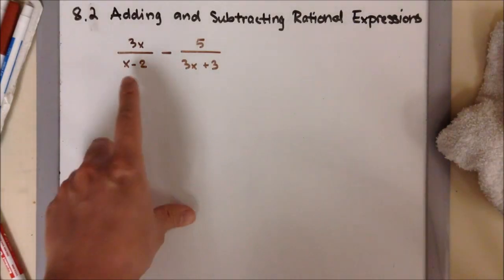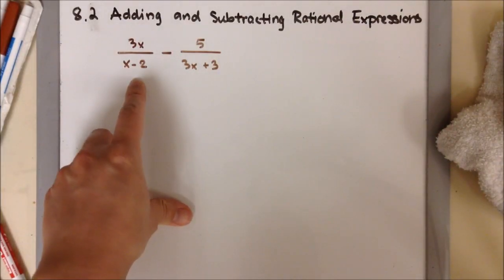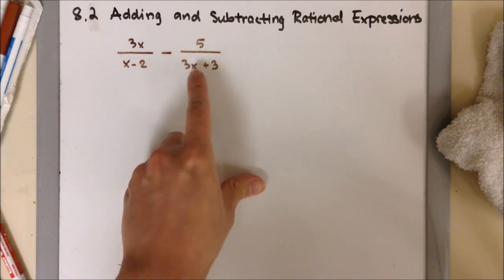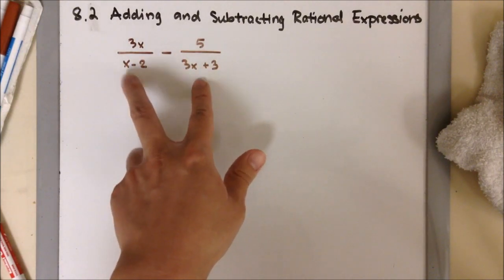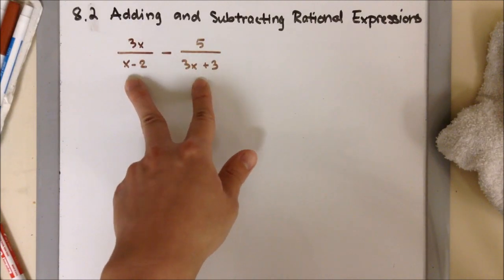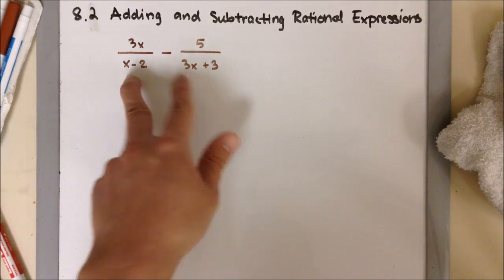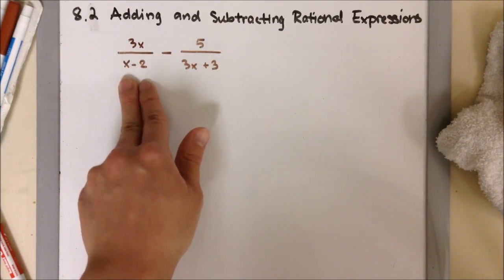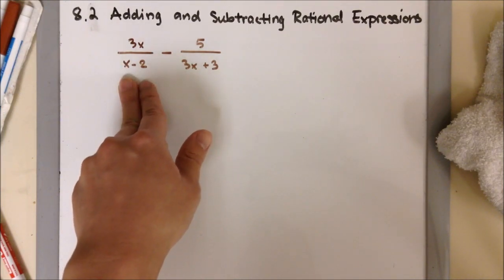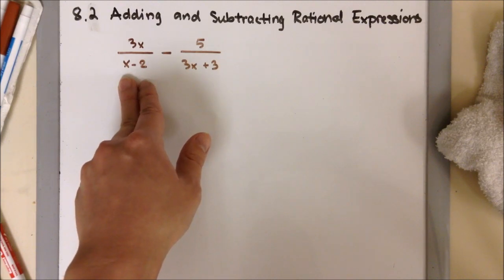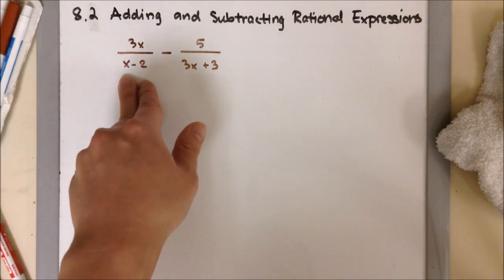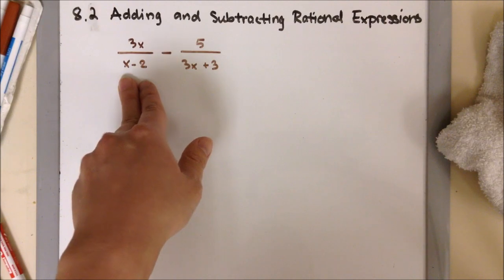In this example, we have 3x over x minus 2 minus 5 over 3x plus 3. Since we have rational expressions, meaning expressions in the denominator, you always check if you can factor. In the first fraction, x minus 2, the only thing in common between these two is just 1. That means x minus 2 is in its simplest form. That will be its simplest factor.